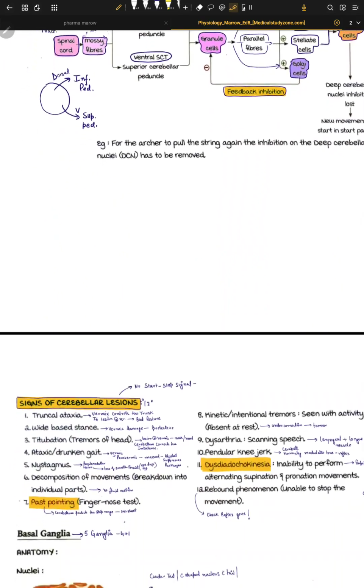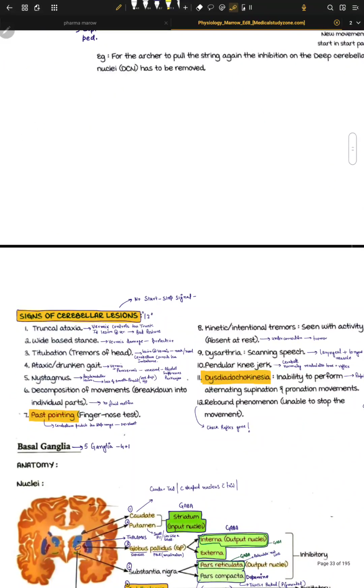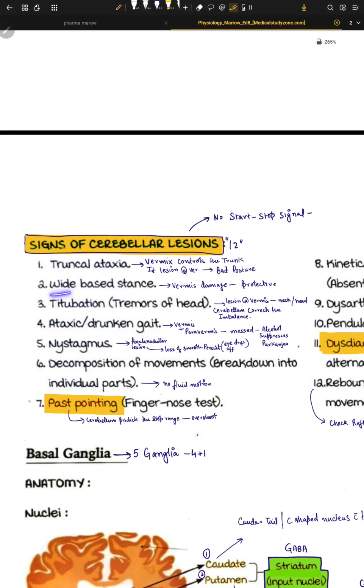This is the three function of cerebellum, right? Okay, what about wide base stance? Well, a person will have wide base stance because the vermis is damaged and he's trying to not fall, because cerebellum keeps calculating your posture, right? If your posture is bad, you will fall either ahead or backwards, right? So you will have wide base stance, you will stand your legs apart so that you don't fall.